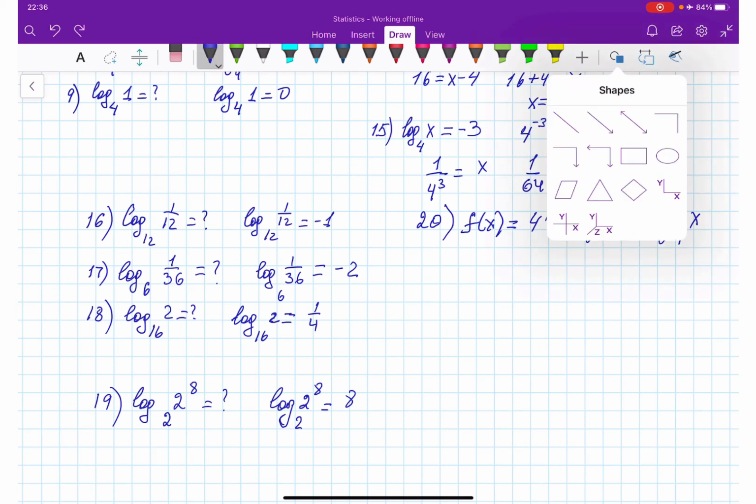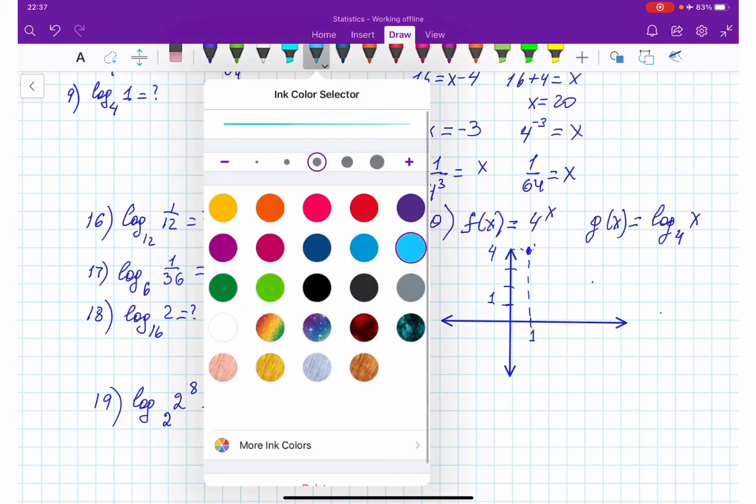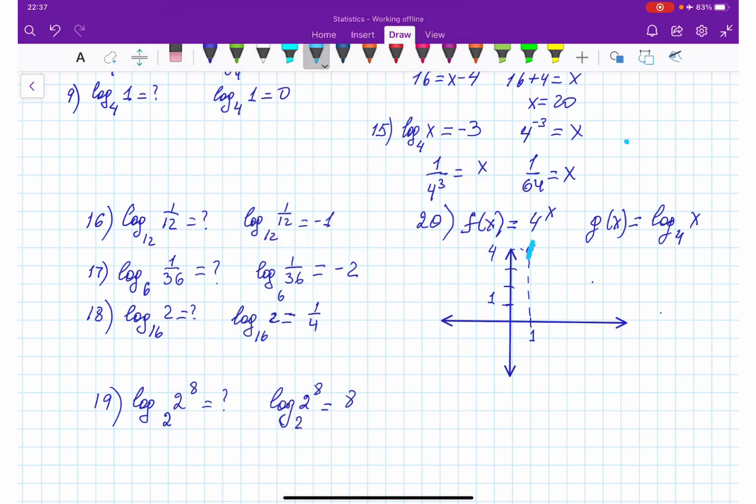Well, I didn't even touch it and it's already this way and this way. So 4 to the power x, which means when x is equal to 1, 4 to the power x is going to be 4, right? So 1, 2, 3, 4 here. This is 1 and this is 4. And it's going to go through 1 and 0, right? So the graph is going to look like this. So this is 4 to the power x.